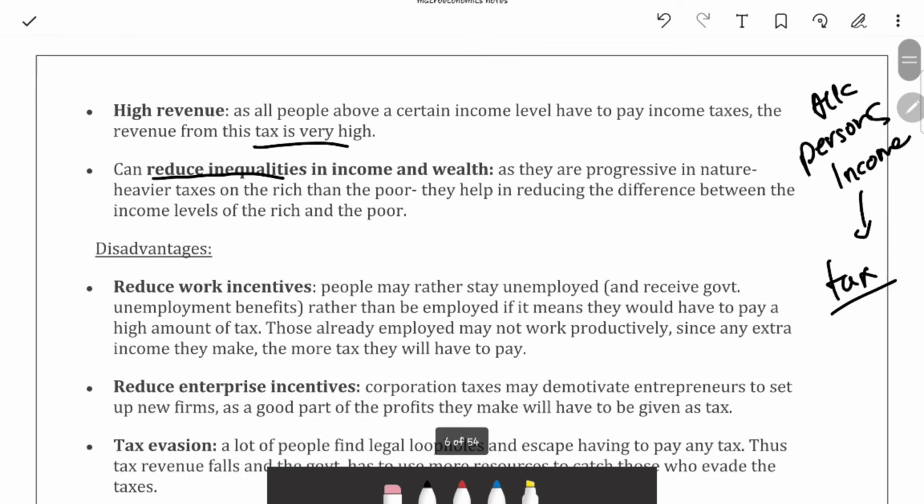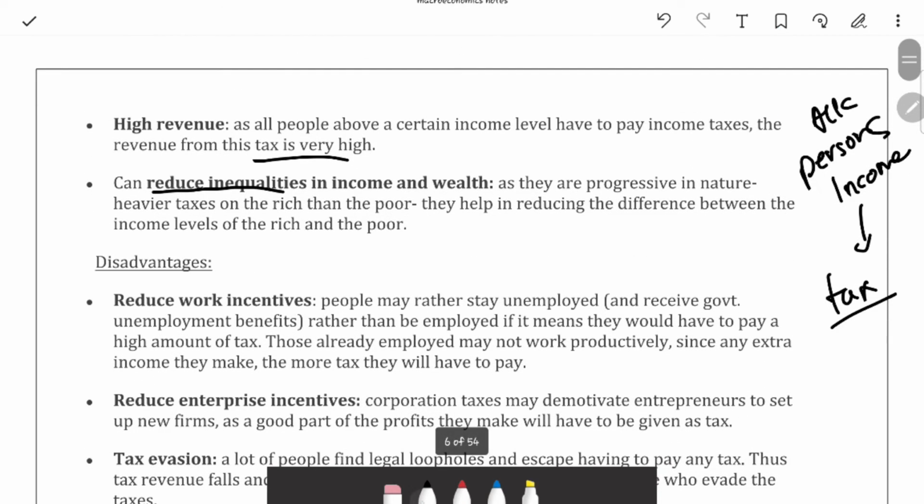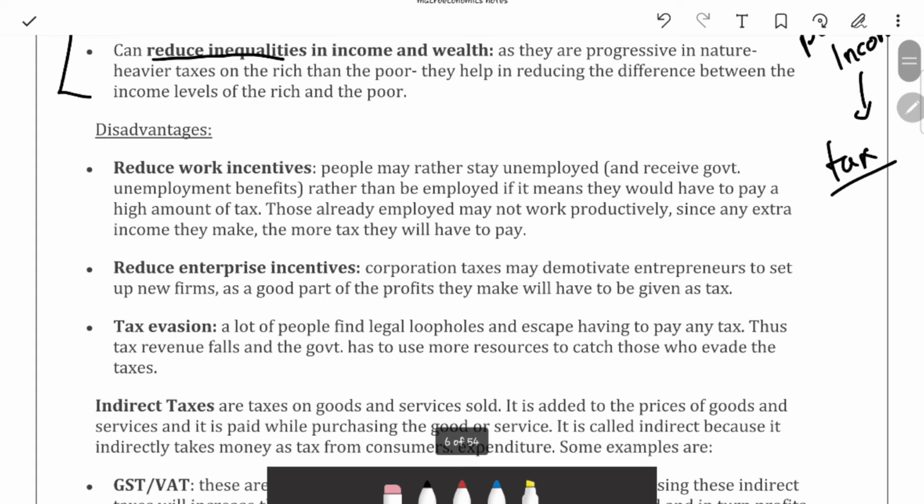Let's have a look at the disadvantages. With the disadvantages, we are looking at reduced work incentive. I talked about this. Basically, what this means is that when there's a lot of tax on income, people will not want to work because of how much the government is taking. They will say there's no point in working because they're taking so much tax. So therefore, it will reduce the work incentives of people.